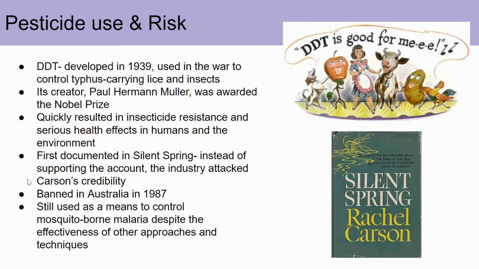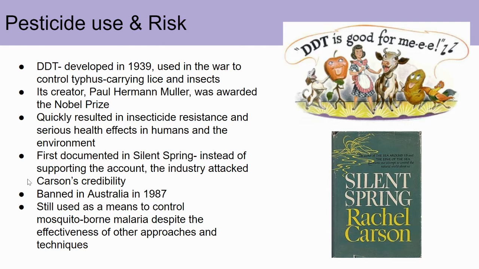The next is pesticide use and risk. So DDT, a chemical, is developed in 1939 and is in fact used in the war to control typhus-carrying lice and insects. So its creator, Paul Herman Muller, was awarded the Nobel Prize. However, the use of DDT quickly resulted in insecticide resistance and serious health effects in humans and the environment.